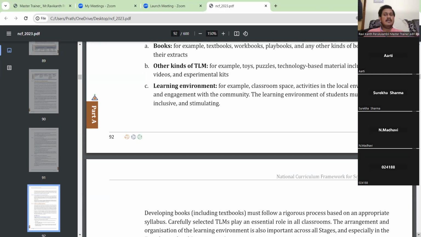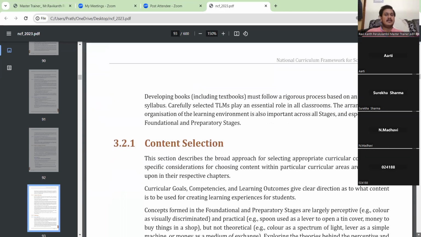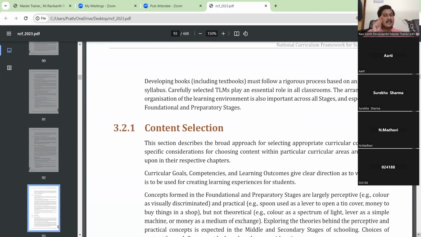The learning environment of students must be safe, inclusive, and stimulating. Safe means completely safe. Inclusive means chances of participation should be there for every type of child, even for a disabled child. Stimulating means constantly motivating the child. Developing books, including the textbooks, must follow a rigorous process based on an appropriate syllabus. We have to have a proper, appropriate syllabus, and based upon the syllabus, the books are to be developed.